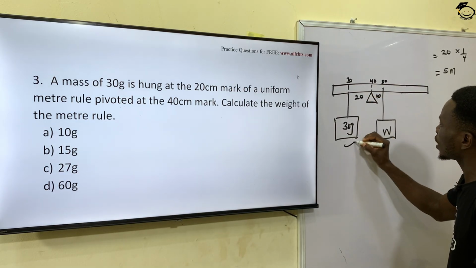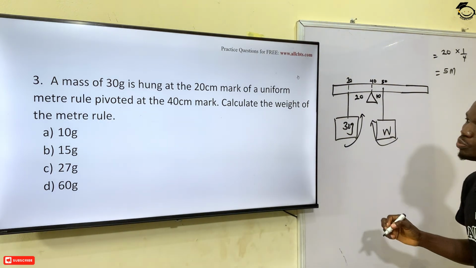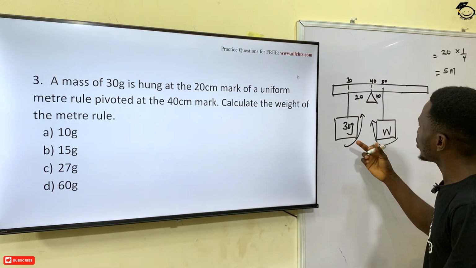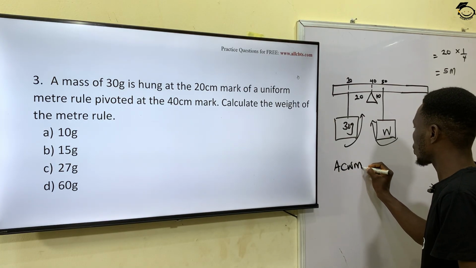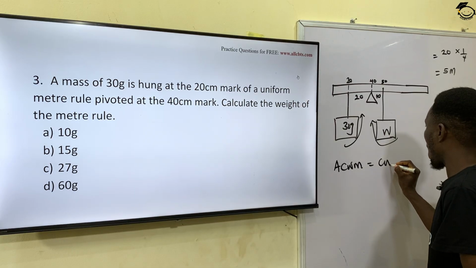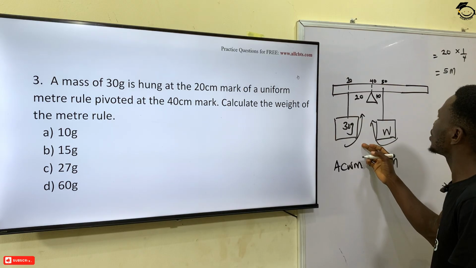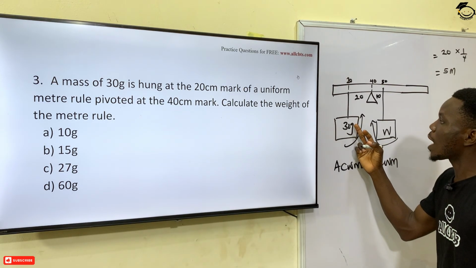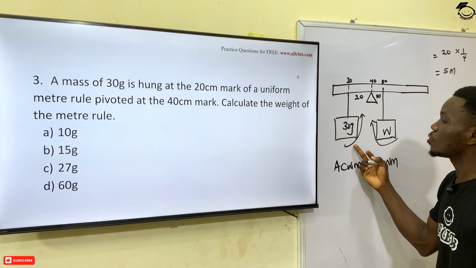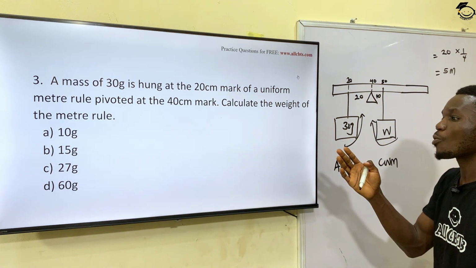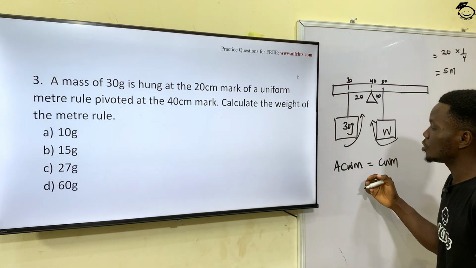So we are going to take our moment to the pivot. Taking our moment to the pivot according to the principle of moment, we know that anti-clockwise moment must be equal to clockwise moment. So this means that, now ordinarily we would have converted our mass here, which is in gram, to a force in Newton or in kilogram, depending on the question. But looking at the weight here that we're given, the weight was given in grams, so we are going to leave it in grams, so there's no need for any conversion.